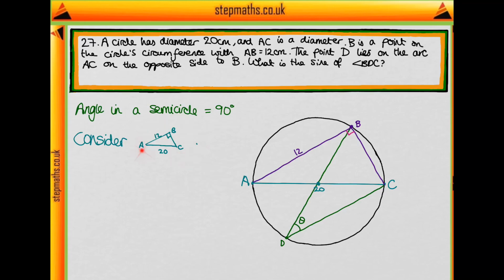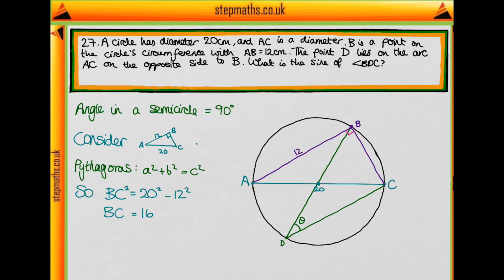Okay, so we're considering this triangle ABC, which I've just sketched there. And the theorem we're going to use is Pythagoras' theorem, which says that the squares of the lengths of the two shorter sides added together will give you the square of the length of the longer side. So we can substitute that in to find out what BC is. So BC squared is the longest side squared, which is 20, because it's just the diameter, minus 12 squared, which is this side here. And so we get that BC is 16.